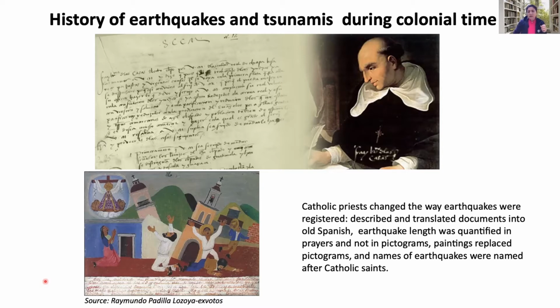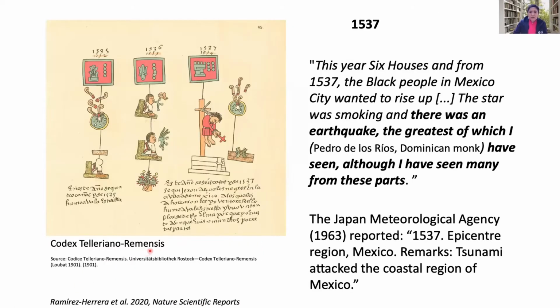And curiously, they name each earthquake according to the name of the saint, because in the Catholic calendar, which is normal in almost all Latin America, each day has the name of a saint. So if the earthquake occurred, for instance, on the 28th of March, that was the day of Saint San Sixto, and they named the earthquake according to the name of the saint. So it was a little bit changed, but this is a representation from the Codex Telleriano-Remensis.